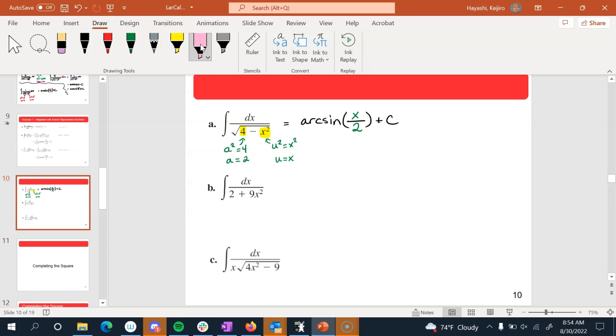For the second one, you'll notice there's no square root. There's almost nothing except that they're being added together on the bottom: 2 plus 9x squared. Which marks this as becoming an arctangent, because arctangent is the one where its derivative has the addition on the bottom, and so this is going to become an arctangent. So first, let's go ahead and identify what u squared and a squared are, and then what u and a are.